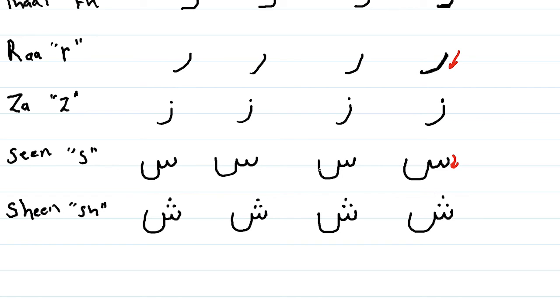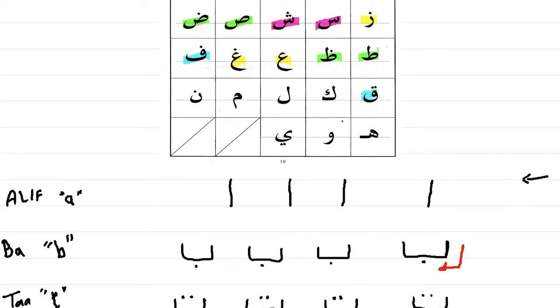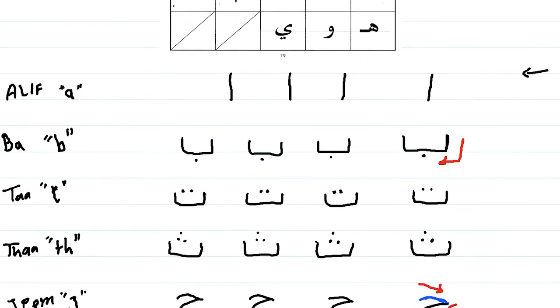Now, the next letter is Sad. Sad and Dad are the last two letters in this session, and then Ta and Dha for the next session. I'm going to have to use possibly 2 to 3 colors just to explain it. So let's go.